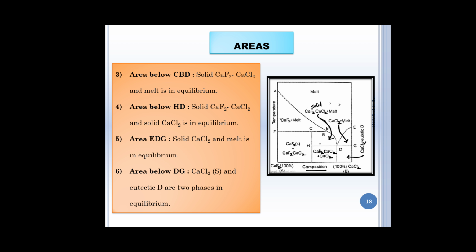So here in this module we discussed the phase diagram of CaF2CaCl2, in which we discussed the various curves, different points and the areas. Now the discussion about module number 7 is ended.